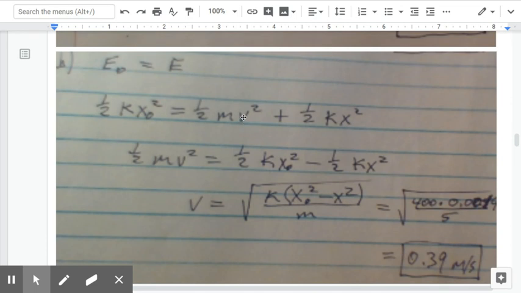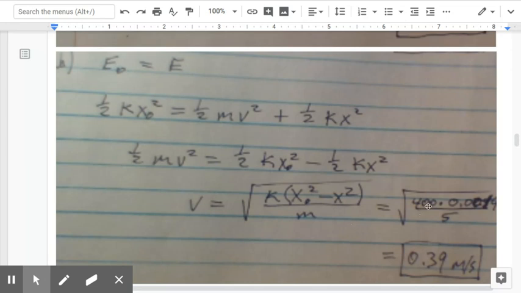So we're going to rearrange. First, we're going to subtract this from both sides. And we end up with 1/2 mv squared equals 1/2 k xo squared minus 1/2 k x squared. And then we can multiply through by 2, and it gets rid of all the 1/2s. And then we can divide both sides by m. And we can take the k out and then take the square root, and we end up with our answer.